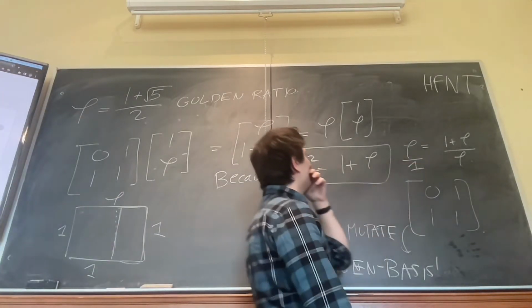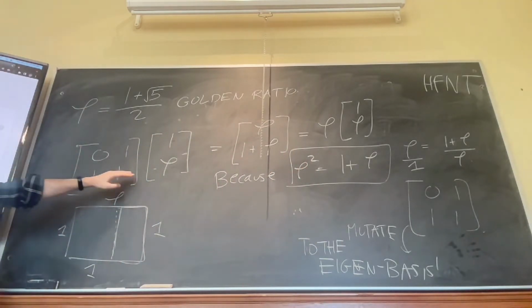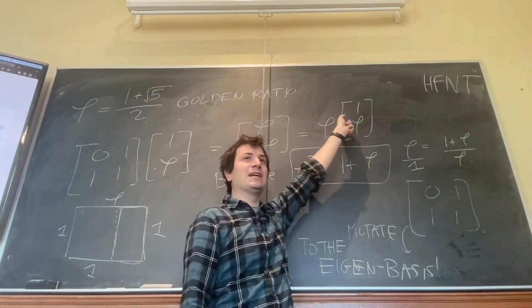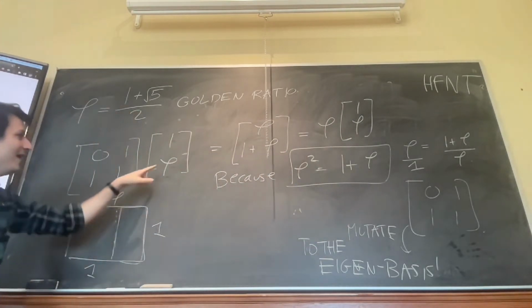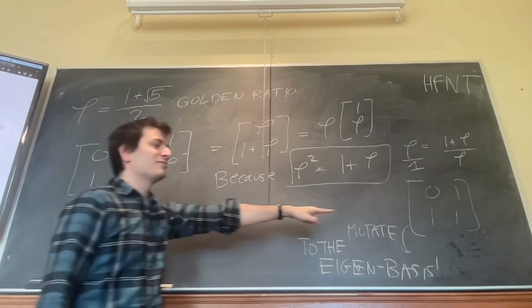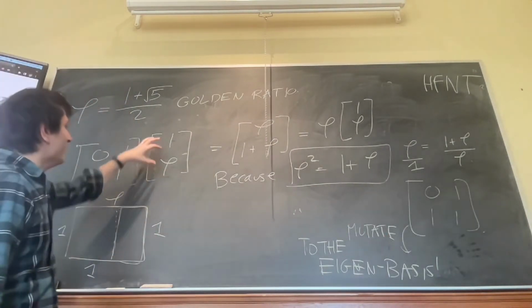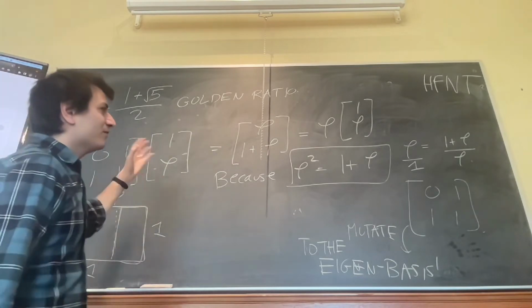Okay. So what just happened? We fed in the vector 1, phi, and we got the same vector back, but multiplied by phi. And what this is saying is that phi is an eigenvalue of this matrix. This is the eigenvalue equation. And not only is it an eigenvalue, the vector 1, phi is an eigenvector.